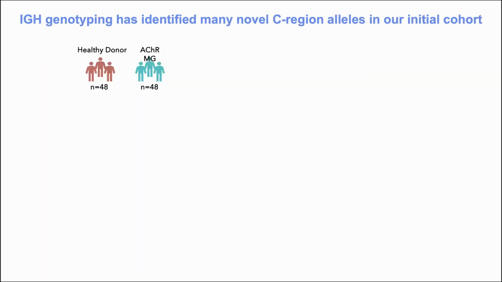So we started looking at this. This was a study that was funded by the MGNet Rare Disease Network. So thank you to them for their funding. We got a small cohort of AChR MG individuals, 48, and compared them to the antibody profiles and the germline profiles in a healthy donor cohort that was age, sex, and ancestry matched.